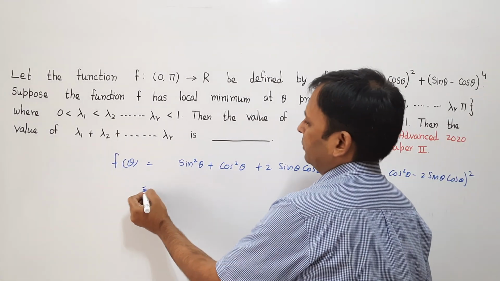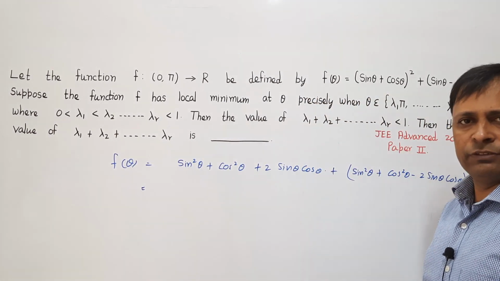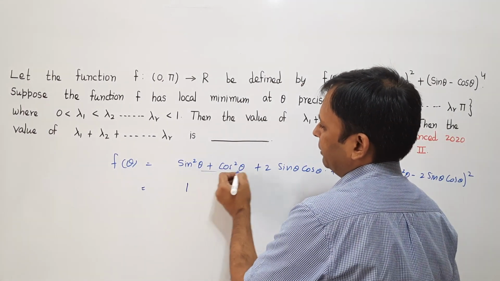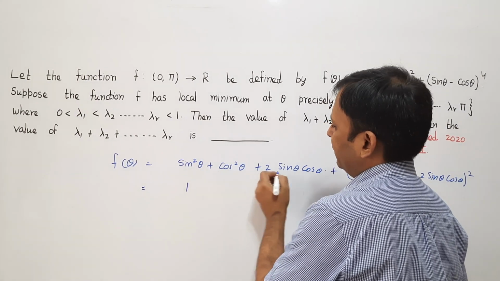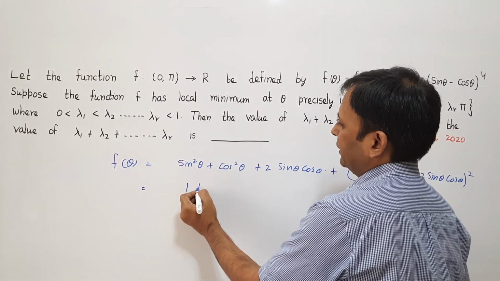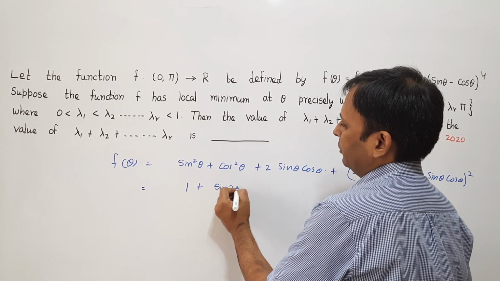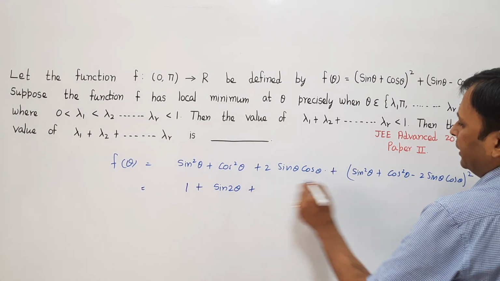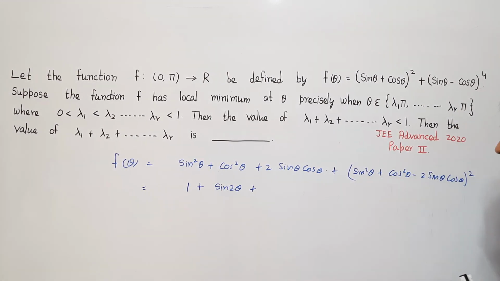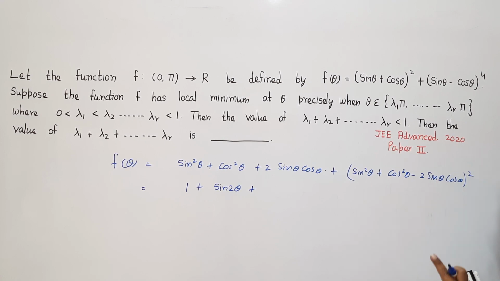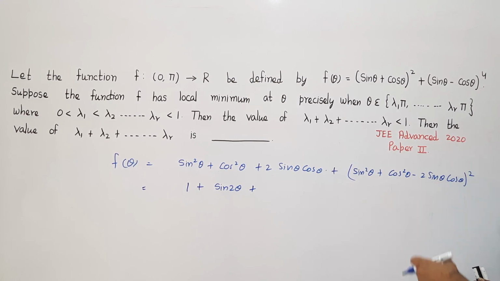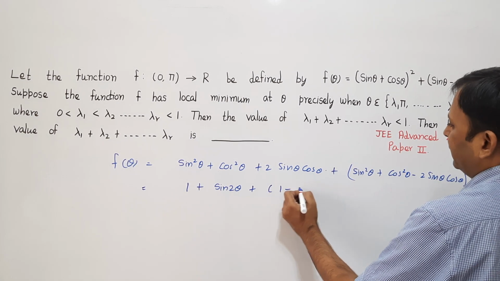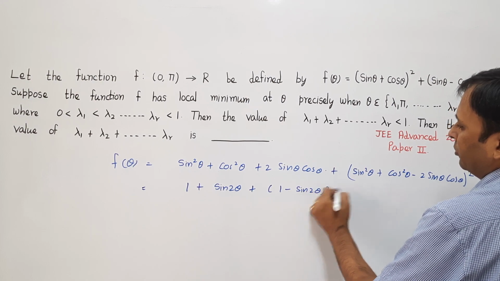Now here sin square theta plus cos square theta is 1, we know that, and 2 sin theta cos theta is sin 2 theta. So the first part becomes 1 plus sin of 2 theta, correct? And then sin square theta plus cos square theta is again equal to 1, so this becomes (1 minus 2 sin theta cos theta) whole square, and 2 sin theta cos theta I will again write as sin 2 theta. So it is effectively (1 minus sin of 2 theta) whole square.